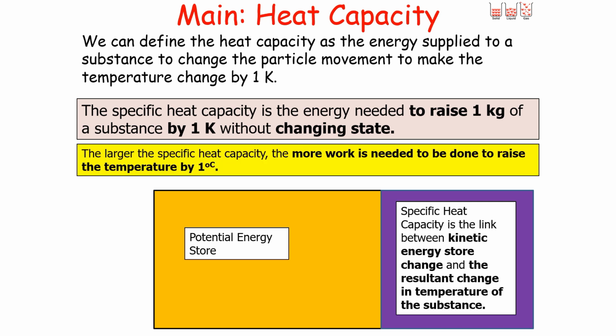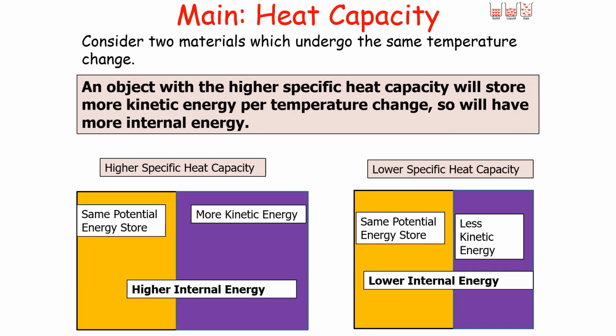Now, the larger the specific heat capacity of the substance, the more work needs to be done to raise the temperature by 1 degree Celsius or kelvin. Now, the larger the specific heat capacity of a substance, the more kinetic energy is stored as internal energy per increase in temperature. So what this means is that an object with the highest specific heat capacity will store more kinetic energy per temperature change, so will have more internal energy.